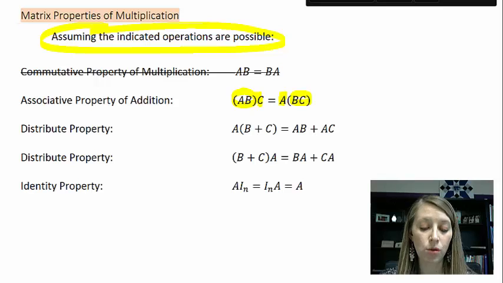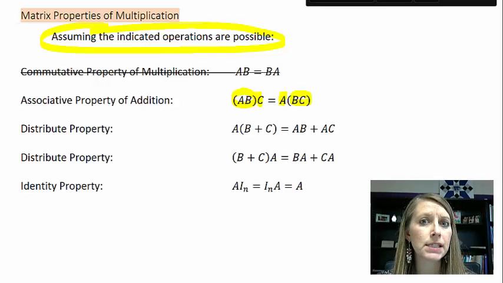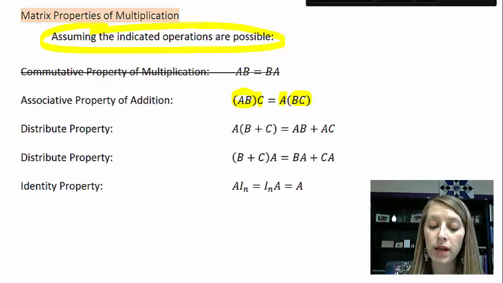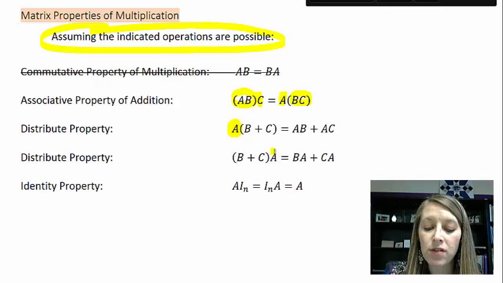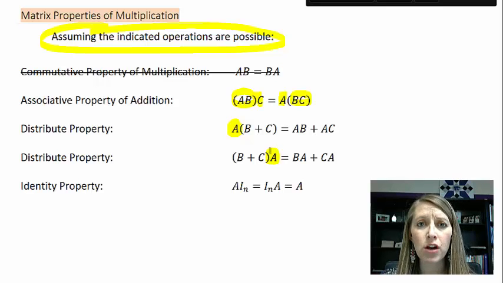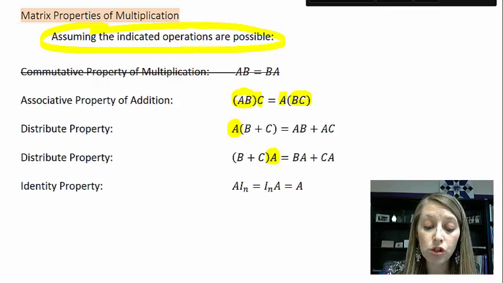The distributive property still holds true, and notice I had to list it twice because in one I have the matrix multiplication on the left, and in the second I have the matrix multiplication on the right. So again, you might think it doesn't make any difference, but yes, the order of matrix multiplication does matter. So it holds true whether our multiplication is on the left or on the right.